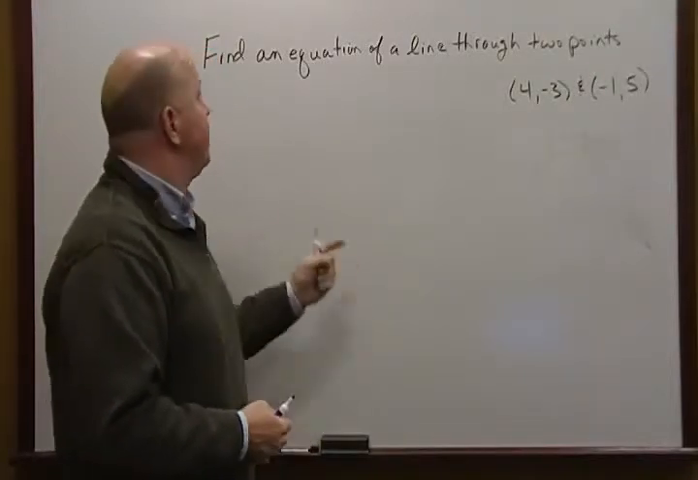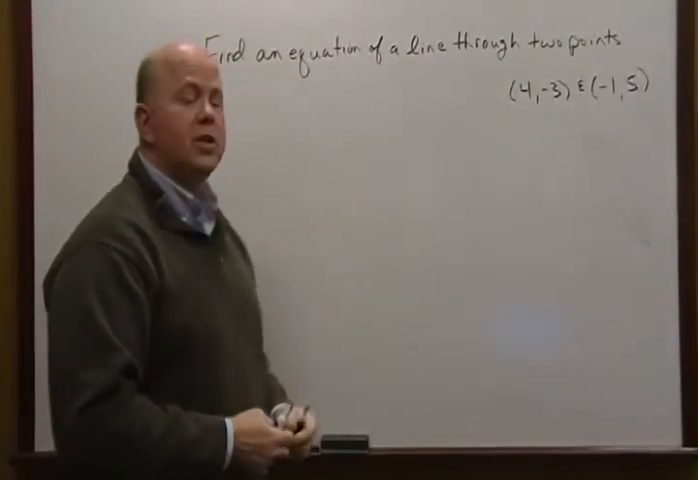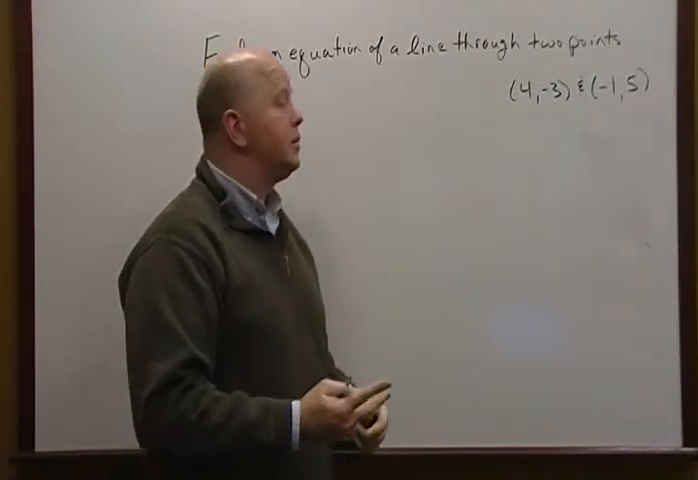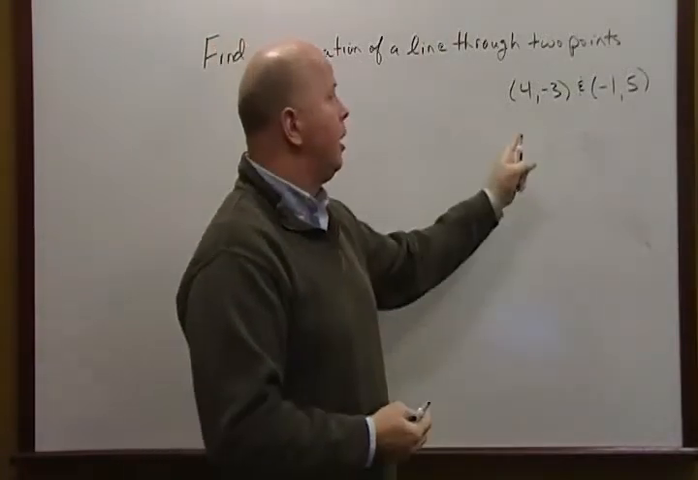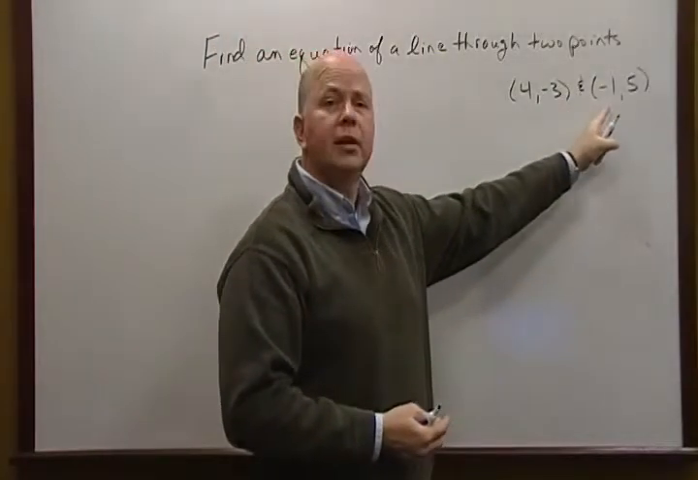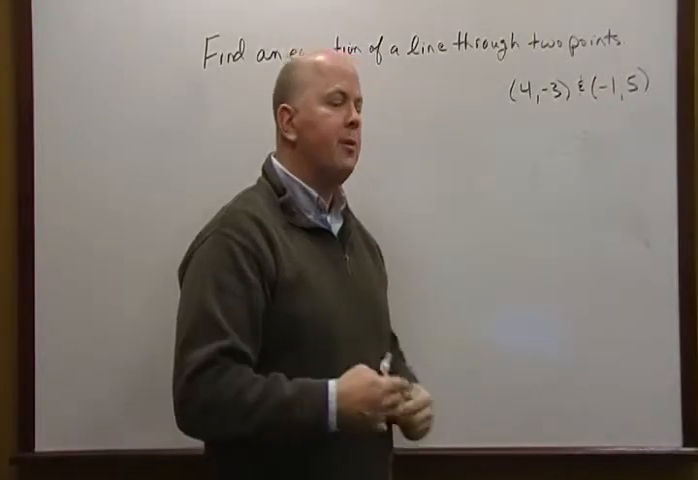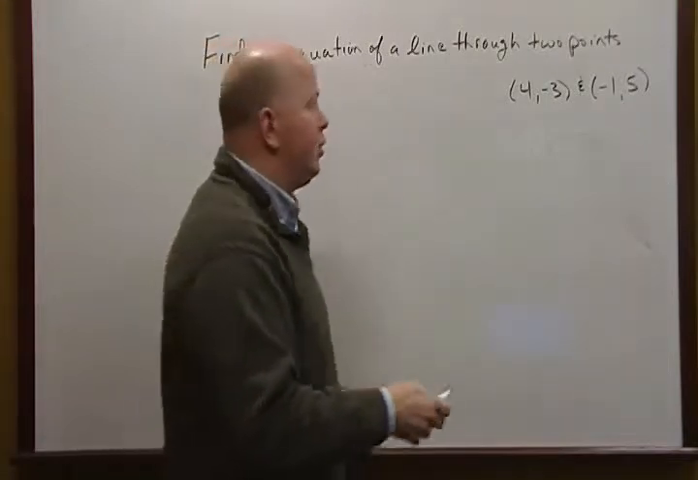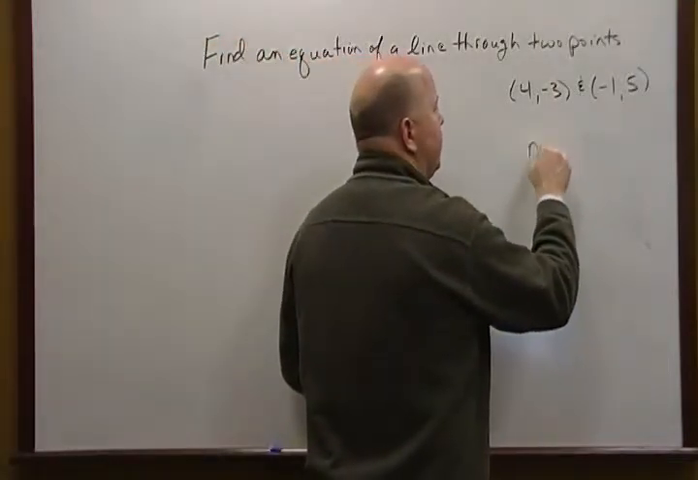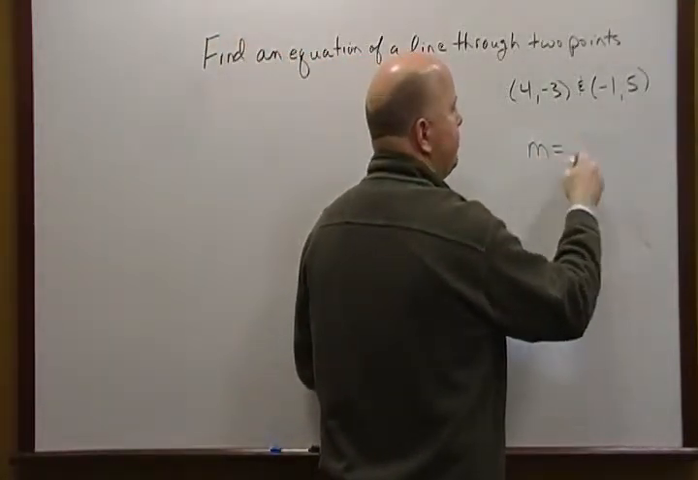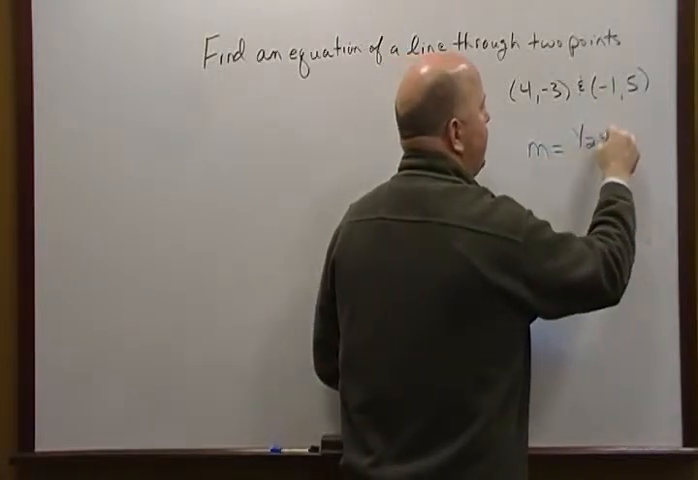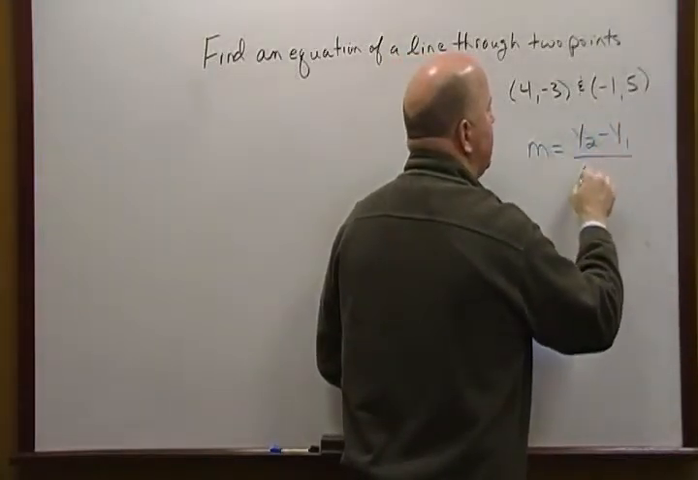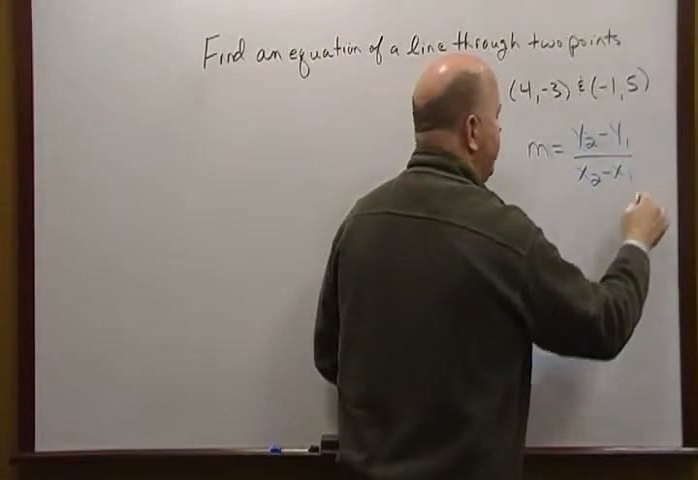This video is going to illustrate how to find the equation of a line through 2 points. And the 2 points that we're going to use are (4, -3) and (-1, 5). Now for every equation of a line, we need to find the slope. Now there's an equation for slope. That equation is m equals y2 minus y1 over x2 minus x1.